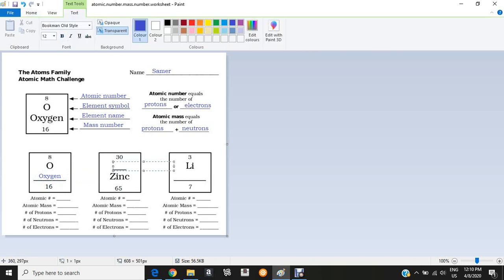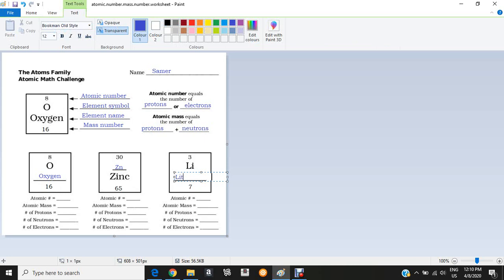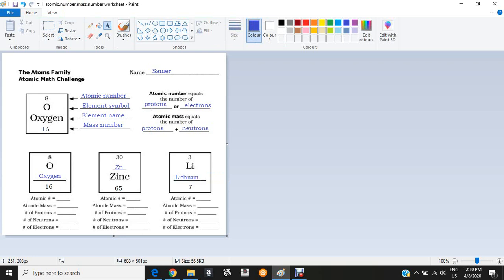The next one I have is zinc. What is the symbol for the element zinc? It is Zn. And how do I know? Well, you have to go check something called the periodic table to find the symbol, but also the symbols of all the elements that we know. And finally, Li. Li is the symbol for which element? It is the symbol for lithium. That is the name. Now, where do I get these names? There's something called the periodic table. You can always go and search it.